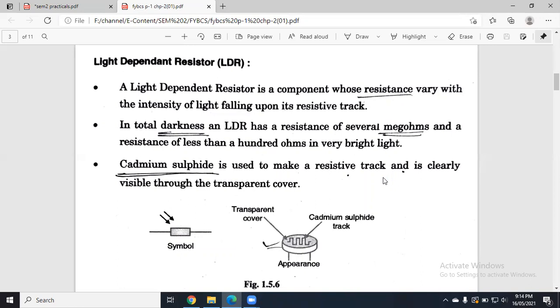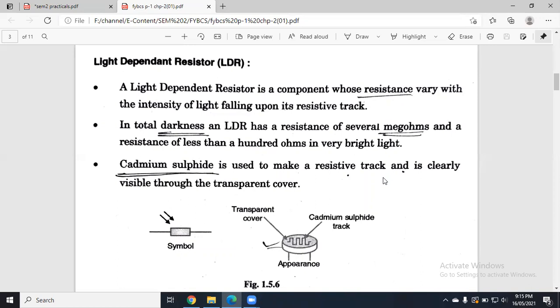In this lecture we are going to study the light dependent resistor, that is LDR. The abbreviation of light dependent resistor is LDR. It is often called by that name only, LDR. A light dependent resistor is a component whose resistance varies with the intensity of light falling upon its resistive track. Now the very first thing is, what is a resistor?